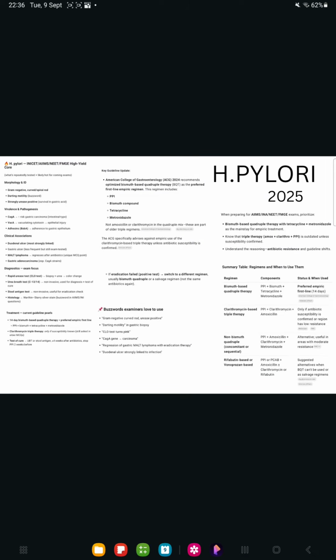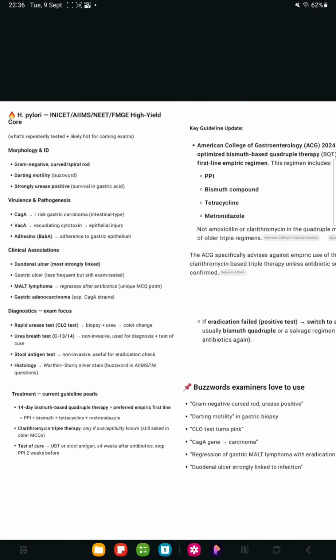So here we are starting with our first topic, H. pylori, which is the PYT of this year's INICET exam 2025. Here we will mainly discuss what's repeatedly tested and likely hot for the coming exams. So first is the morphology.